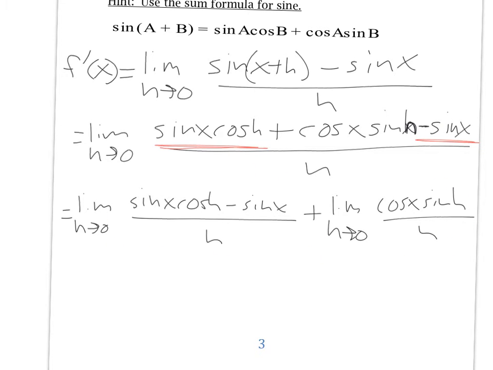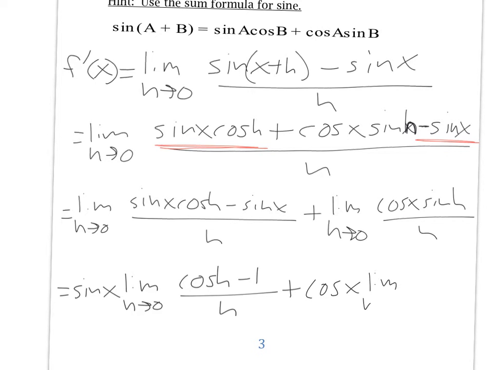This is a very convenient way to move it because I can factor out a sine x here, and since there's no x in my limit notation, I can actually factor out the sine x all the way in front. So it would look like this. And over here, I could do the same thing with this cosine x. Okay, now we should have some limits that we can definitely evaluate.